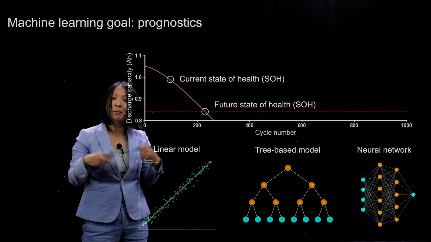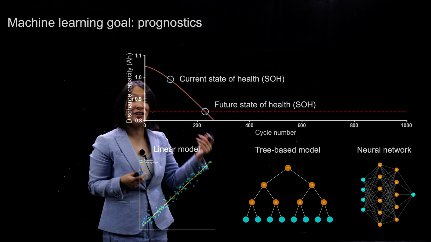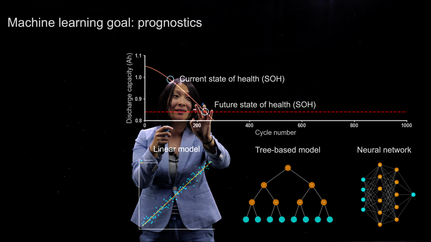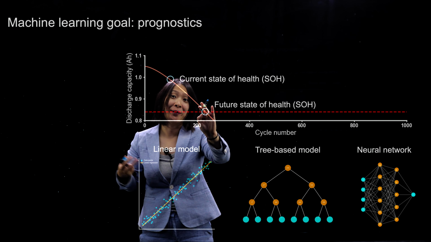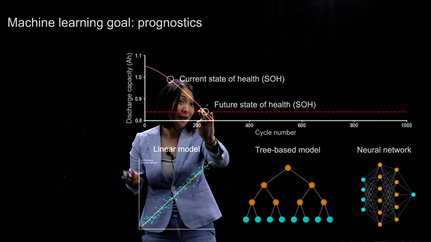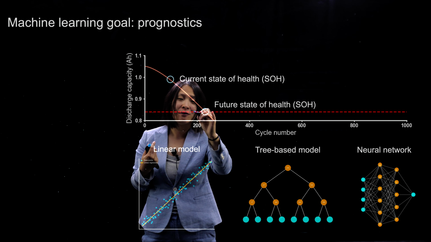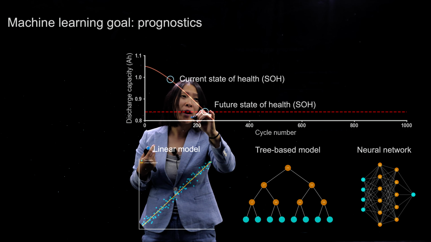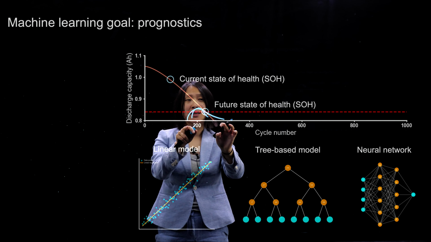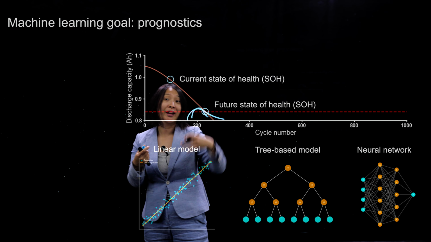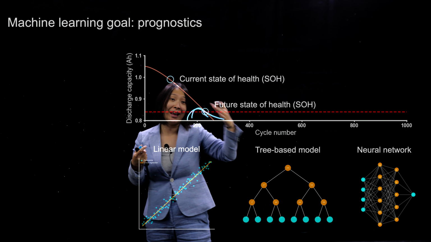But there's one more point I would like to share. Sometimes we are interested in knowing when the battery would fail, in terms of end of life metrics. But sometimes we not only want to know the cycle life, we also want to know the uncertainty around it. Maybe there's a range of possible cycle lives that a battery could end up with, so I want to know the uncertainty.